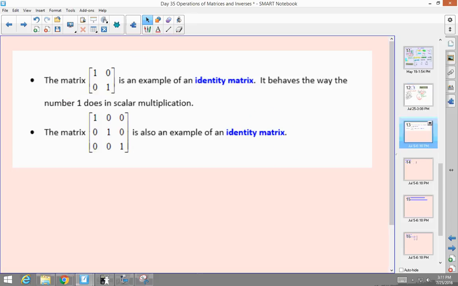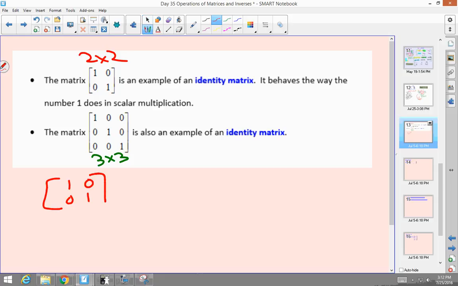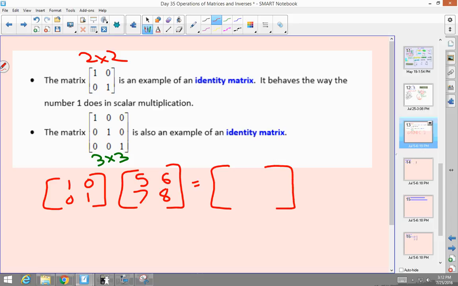Okay. Now, the next two matrices here, one of them is a 2x2 and one of them is a 3x3. But the beauty of them is, if you multiply a 2x2 or a 3x3 by these, it doesn't change your original matrix. So if I had a 1, 0, 0, 1, and I multiply, let's say, a 5, 6, 7, 8, you can check your things here.